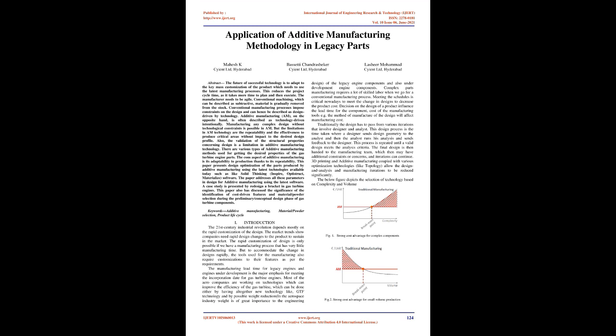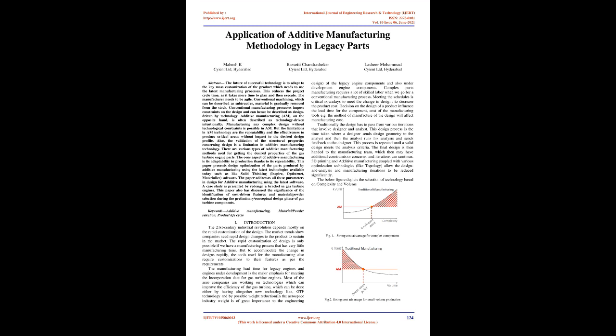The future of successful technology is to adapt to the key mass customization of the product, which needs to use the latest manufacturing processes. This reduces the project cycle time, as it takes more time to plan and then execute. The manufacturer needs to be agile.